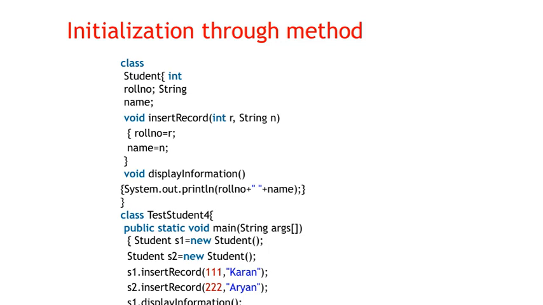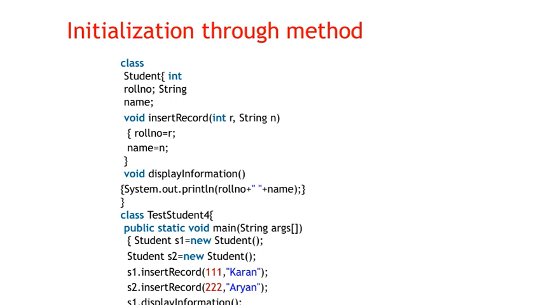Let's take a closer look at how initialization is done through methods in Java. Here, we have a class called student, which contains two data members, rollno and name. The key method here is insertRecord, which takes an integer and a string as parameters. When we call this method, it assigns those values to the respective data members. This allows us to initialize or update the student's information dynamically.